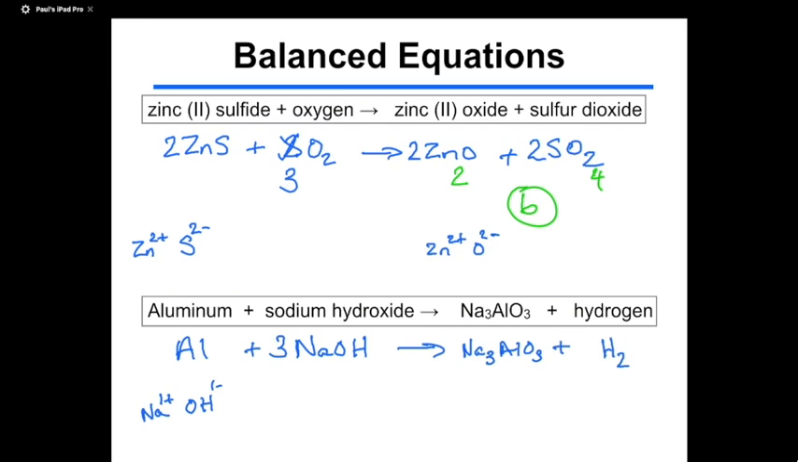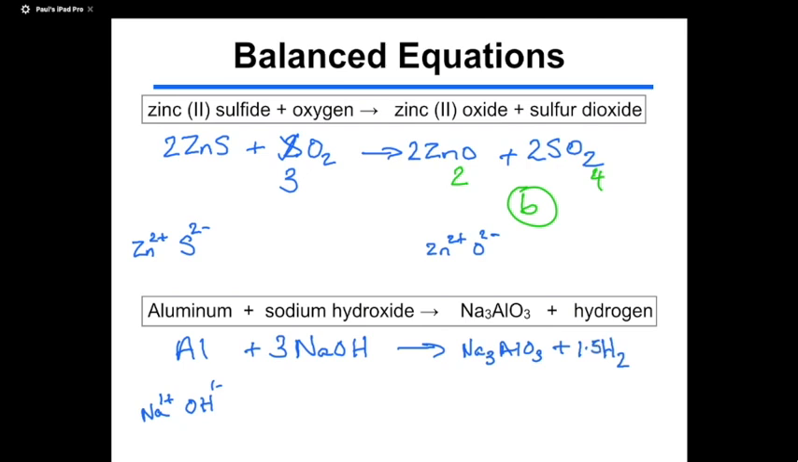All right. The next thing. I look at aluminum. I've got 1 there and 1 there. That seems okay. All right. I'm happy about that. And now on this side, I have how many hydrogens? 3. What do I put here? You can't put a whole number, right? But could you put some other number? What could you have put there to get 3? 1.5.